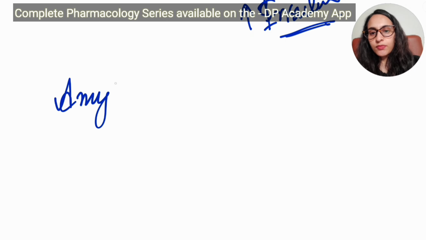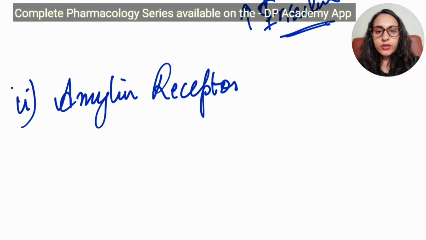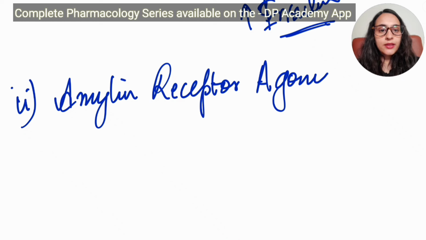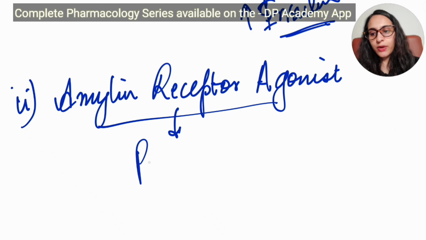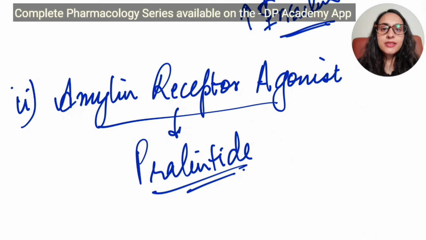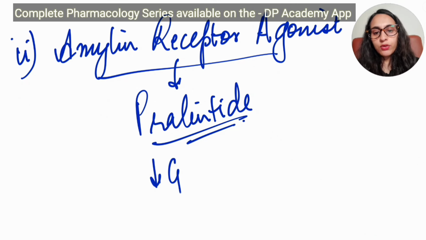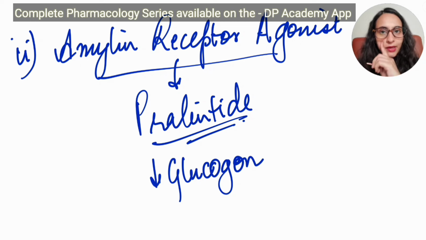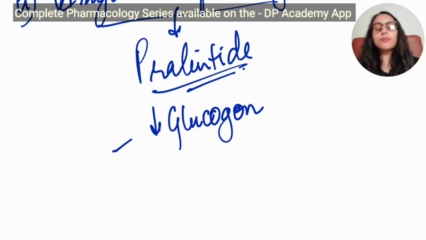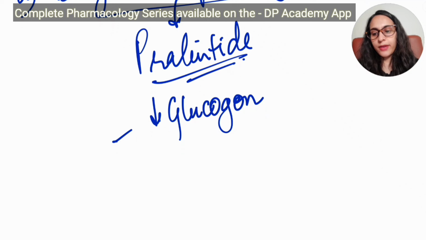So the insulin we have already discussed. Now we'll be talking about amylin receptor agonists. In this category, the drug that we have is pramlintide. Pramlintide is approved for both diabetes type 1 and type 2, and it decreases the glucagon. It acts on the amylin receptor, so it will function the same as amylin. It will decrease the glucagon, stimulate the satiety, and slow down the gastric emptying.